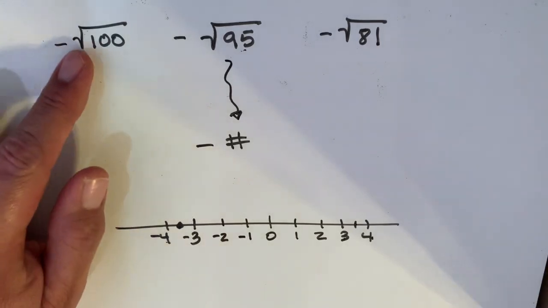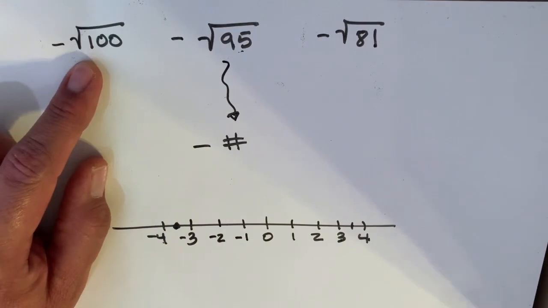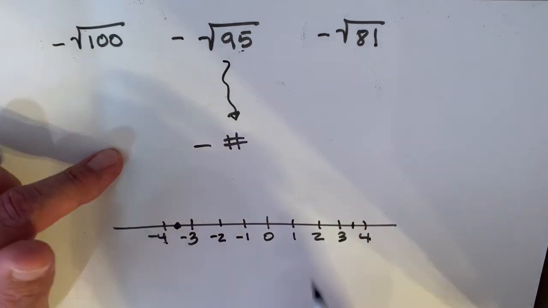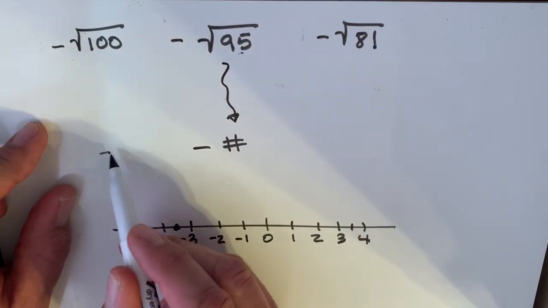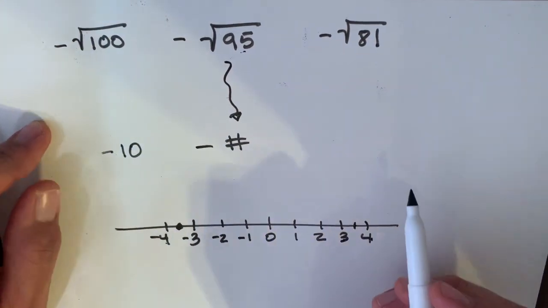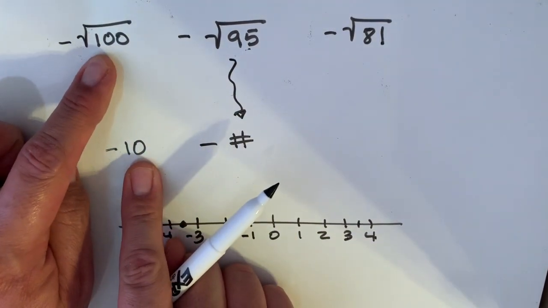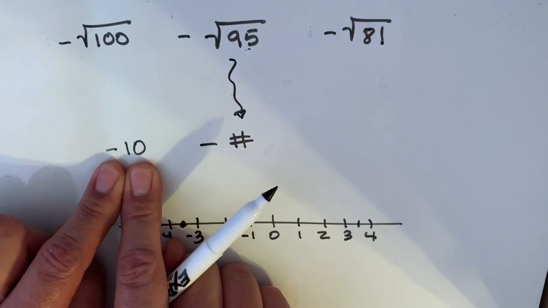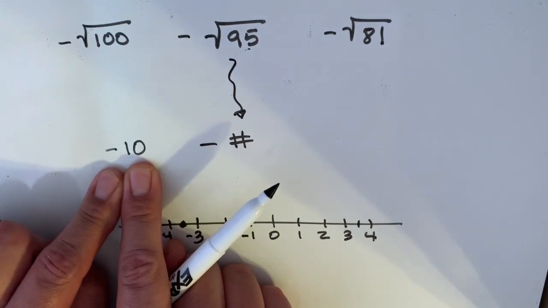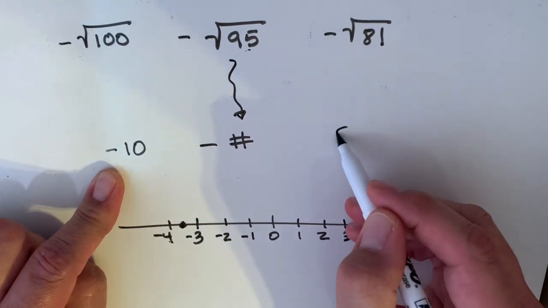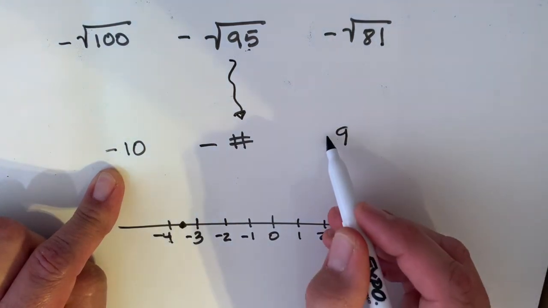So in this case, the negative square root of 100 is going to be a smaller number, right? So this is going to be -10. Because when you take the square root of a number, that's 10, right? Square root of 100 is 10, but then we have the negative outside, so we attach it here. So it's going to be -10. The square root of 81 is 9, but we have a negative here, so we attach it.